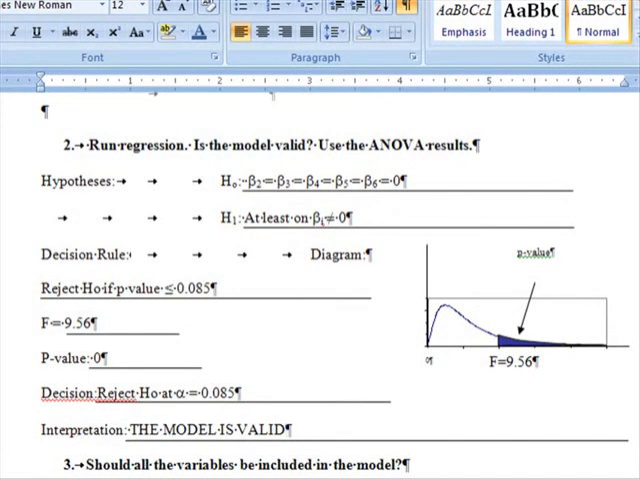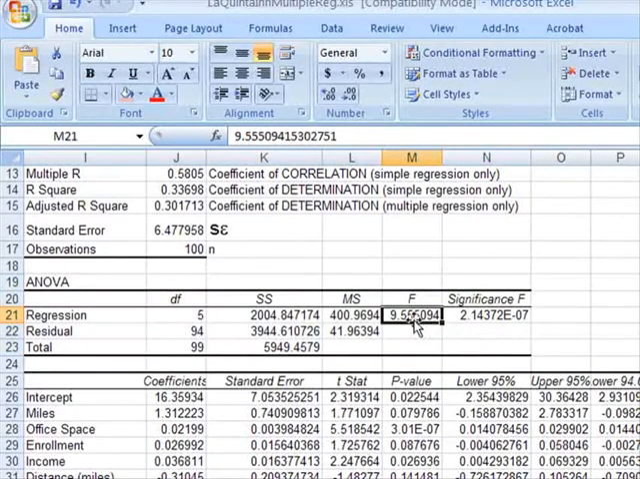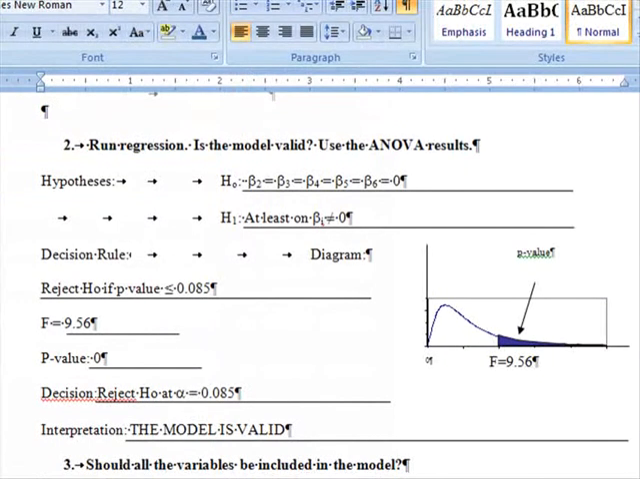When we use the template to fill out the ANOVA test, notice that we're testing that all the betas are equal to 0 or at least one differs from 0. We're using the p-value, so we need to use the test statistic in my diagram. And we're going to reject H0 if the p-value is less than or equal to 0.05. We get from Excel that my test statistic is 9.55 and my p-value is 2.14 e minus 7, which is about 0. And therefore we reject H0 at alpha level and we say the model is valid.